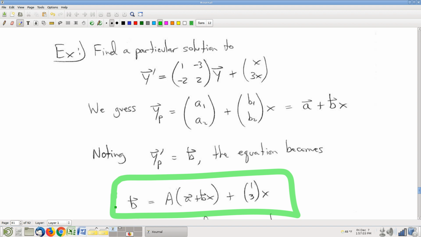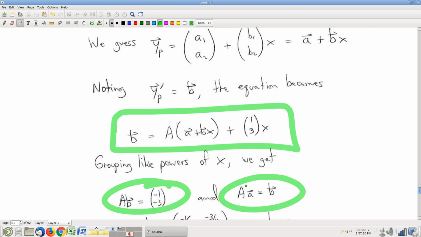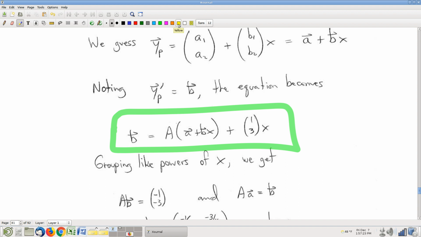That means that the x terms have to all balance, as it were, and all the constant terms have to balance. So that one equation gives me these two equations. Here, let me color code better than that. Here are your x terms, those are the coefficients of the x terms. And then here are your non-x terms.